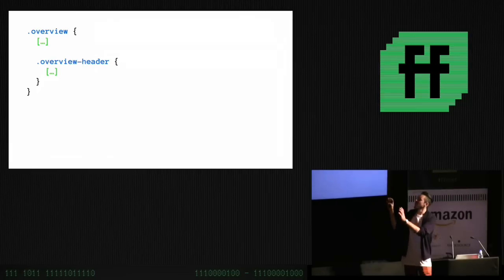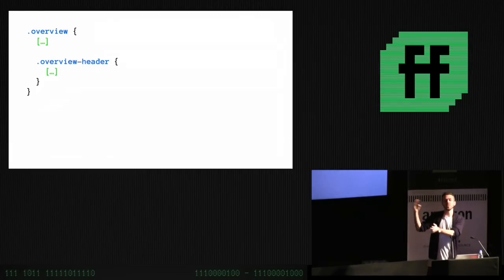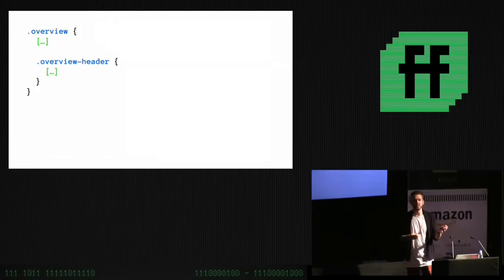You mean like this overview header thing is probably only used within overview, so we probably don't need to nest this. This should just be a top-level class. So how do you write a test to figure that out?